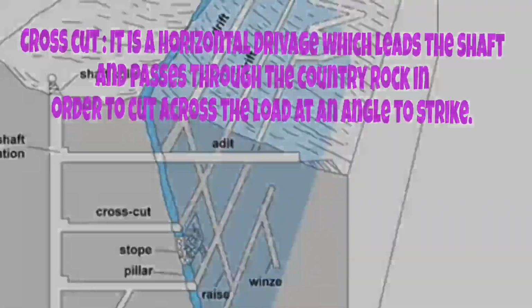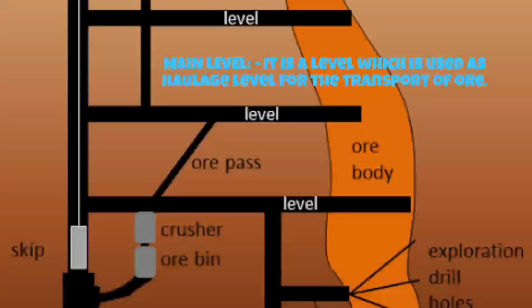Okay. Next is the main level. What is the main level? It is generally a level known as the haulage level and used for the transport of ore. From the main level we can derive many different levels, known as sub levels. So in the main level, called the haulage level, the transportation is done.